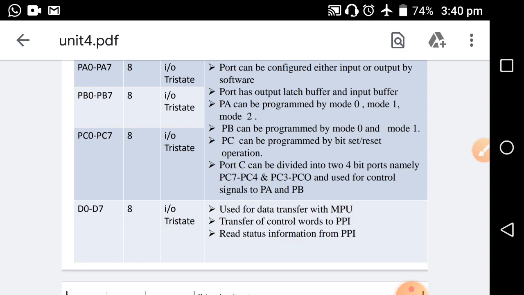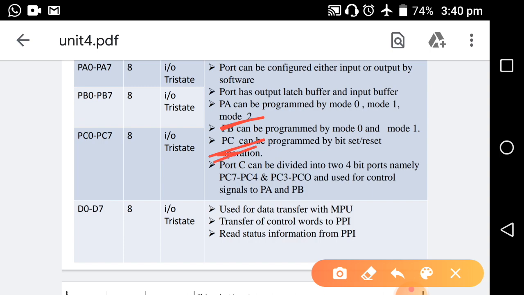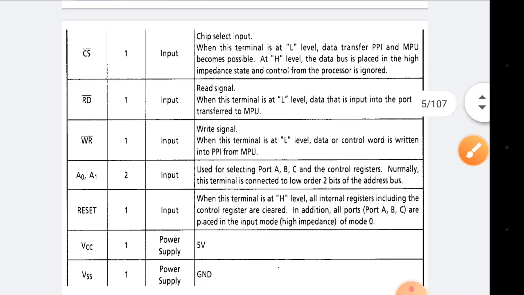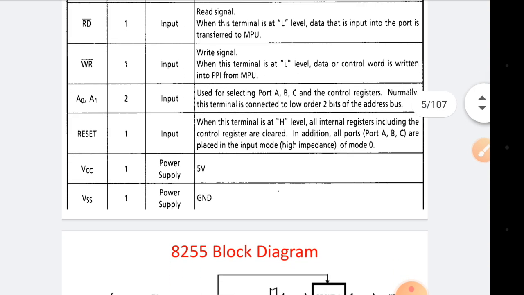In mode 1, port C provides the handshake signals for port A and port B. And in mode 2, 6 pins of port C provide the handshake signals for port A. So here again we have discussed these pins: CS bar, read bar, write bar, A0 and A1.